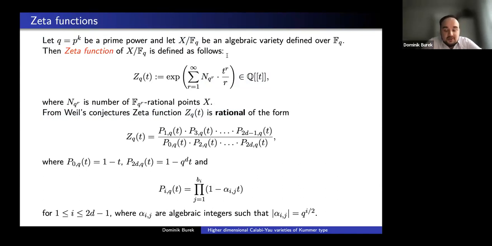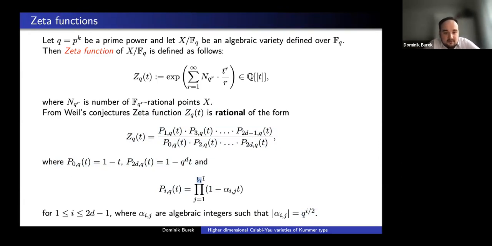Probably the most important achievement in mathematics from the previous century is the confirmation of Weil's conjectures, which say that our zeta function is rational. Moreover, it satisfies some functional equations and has a lot of properties. Look, for example, at that formula. Weil's conjecture says that the zeta function is a rational function, and in the numerator and denominator, we have products of some polynomials, and these polynomials have roots, and these roots are algebraic integers with known modulus. Also, the degrees of these polynomials are Betti numbers.